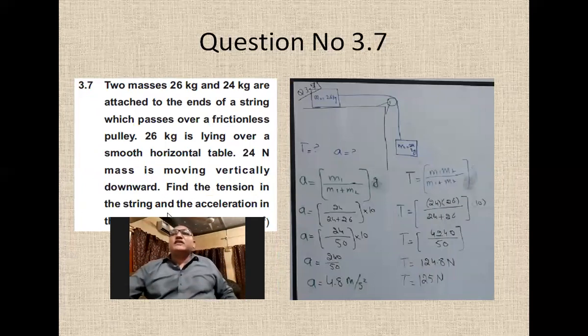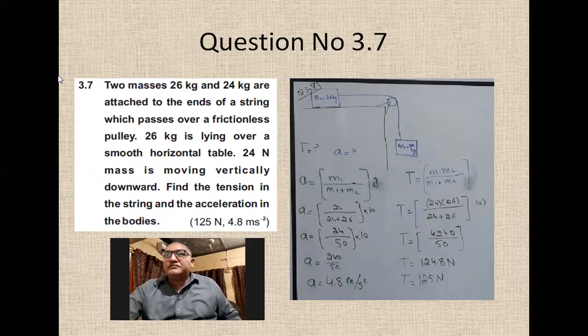Okay, so the next question. Question 3.7 is coming up on your screen. It says two masses, 26 kg and 24 kg, are attached to the ends of a string which passes over a frictionless pulley. 26 kg is lying over a smooth horizontal table. So this M2 is 26 kg, and the 24 kg mass, M1, is moving vertically downward. Find the tension in the string and the acceleration of the bodies.